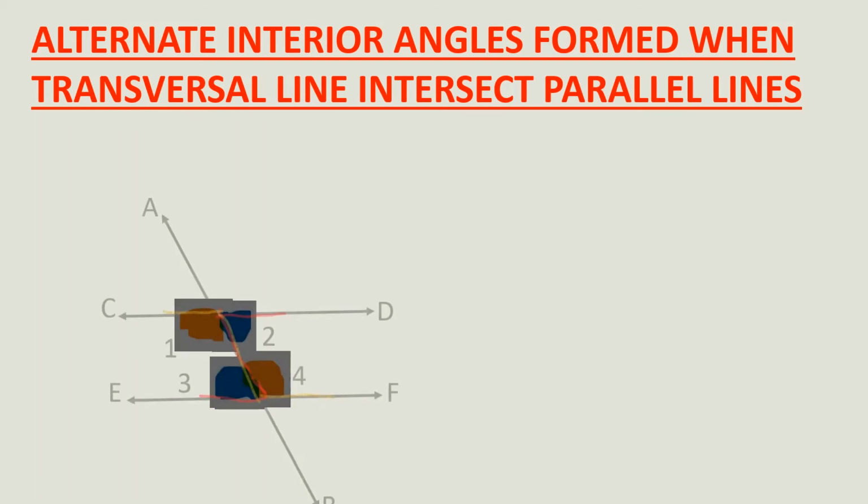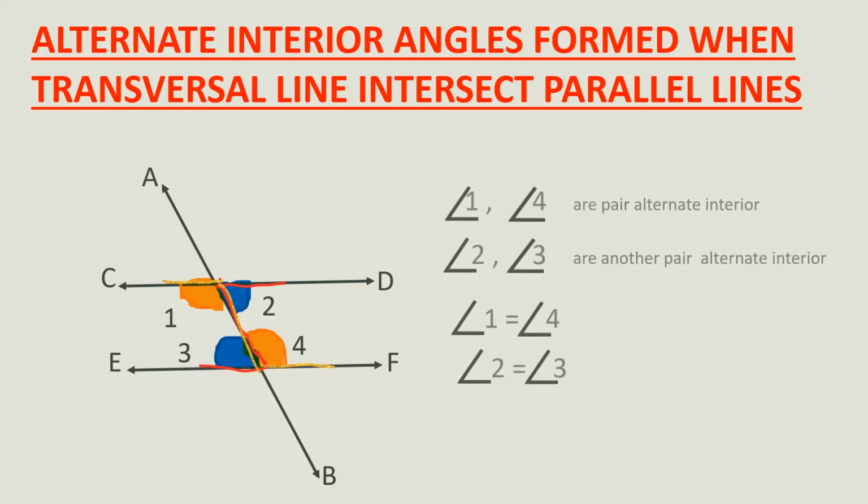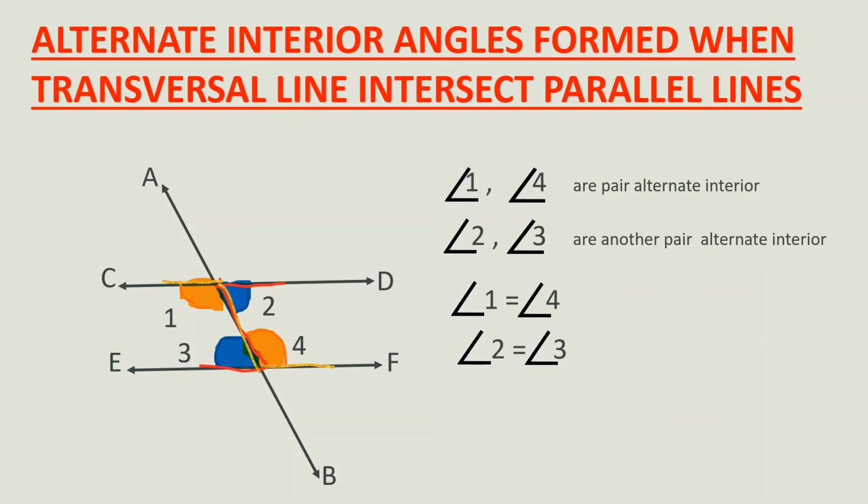Let's see what happens when alternate interior angles are formed when a transversal line intersects parallel lines. We know that angle 1 and angle 4 are alternate interior angles, and angle 2 and angle 3 are another pair of alternate interior angles. And if this is a parallel case, alternate interior angles will always be equal. That means angle 1 and angle 4 will be equal, and angle 2 and angle 3 will be equal.